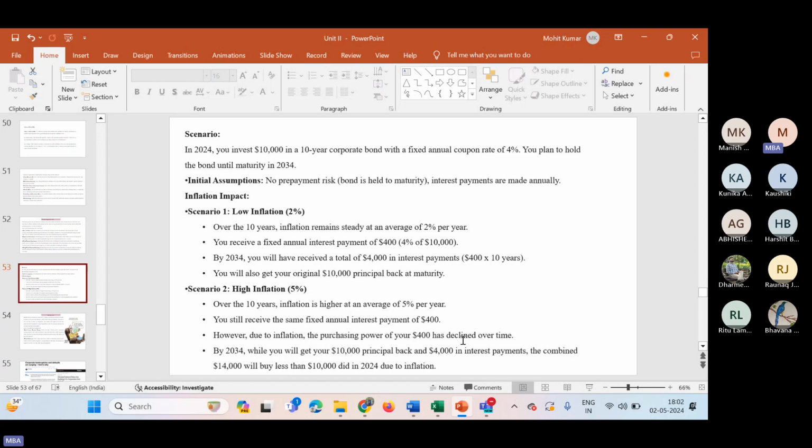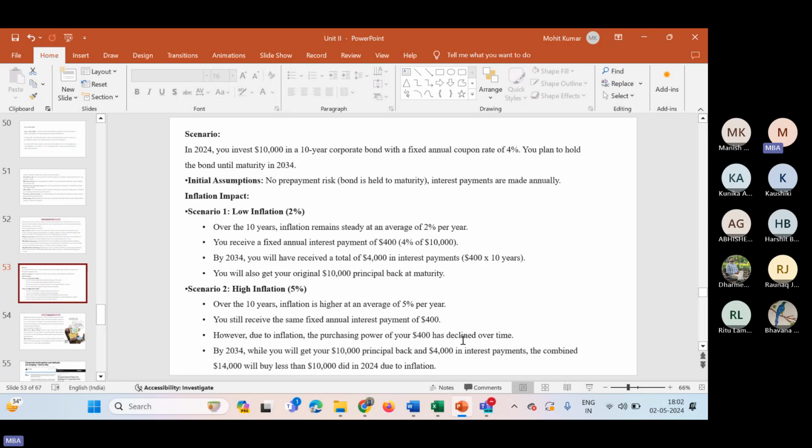If the inflation goes to 5%, you will still receive the $400, but the value of this $400 has reduced, because in that case your inflation was 5%. So while you will get your 10,000 principal back and 4,000 in interest payments, the combined 14,000 will buy less than 10,000 did in 2024 due to inflation, because inflation has already eaten the purchasing power of your money. That is the concept of inflation purchasing power risk.